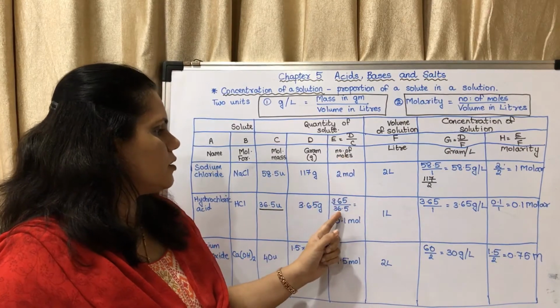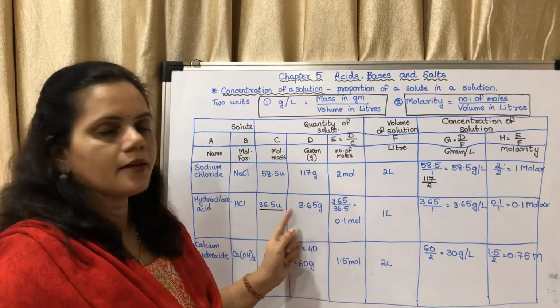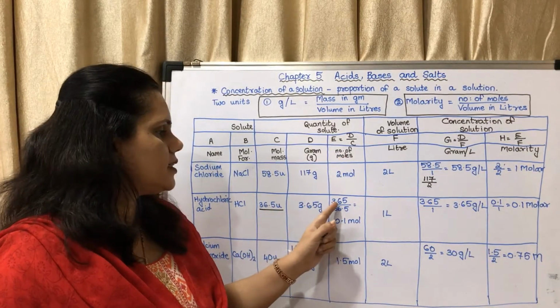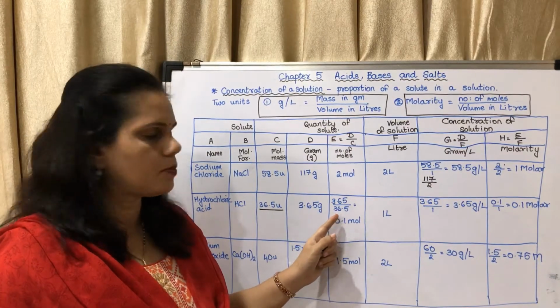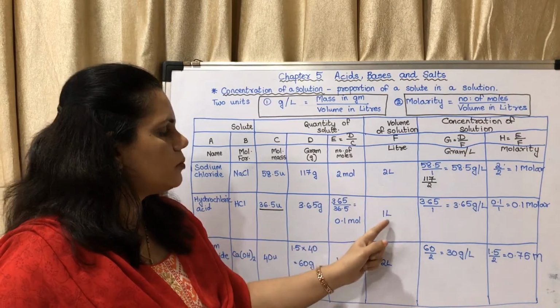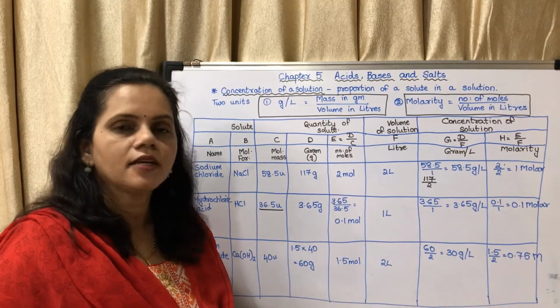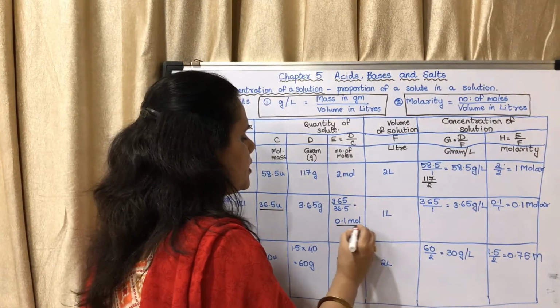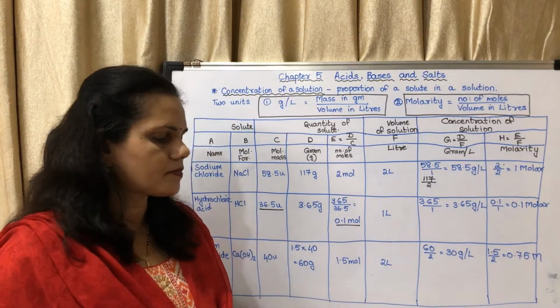Number of moles will be the mass in grams upon molecular weight, that is 3.65 upon 36.5, that is equal to 0.1 mole. Volume of the solution they have given as 1 liter. This is a blank given.